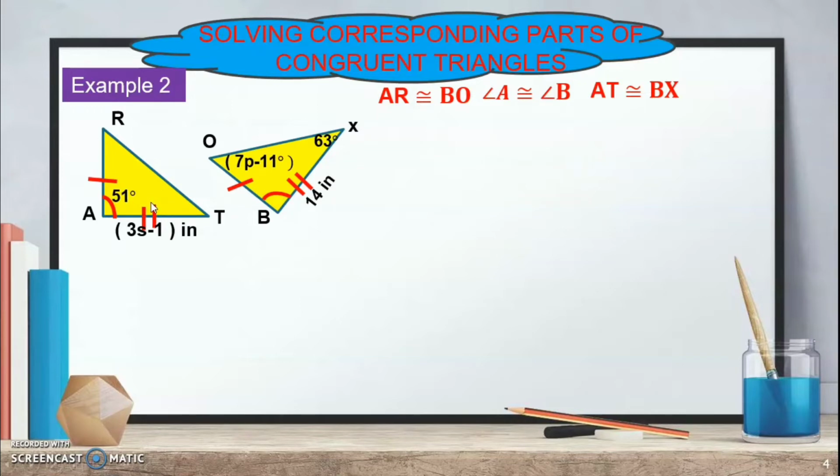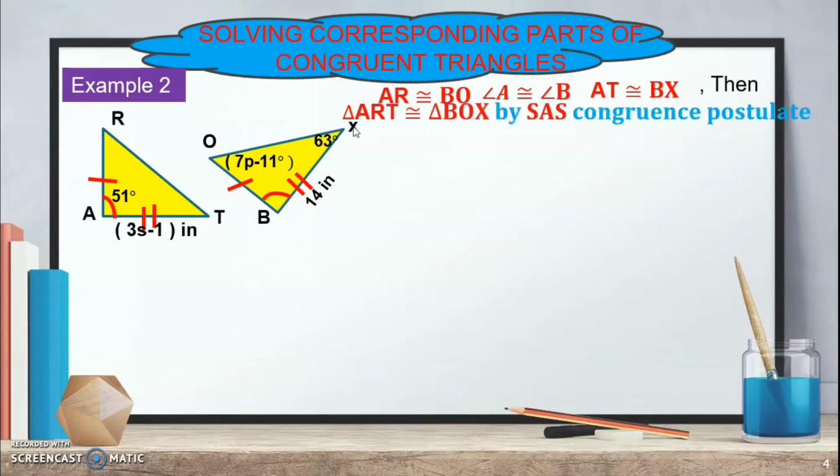Meaning, this congruence postulate is the SAS postulate. If AR is congruent to BO, angle A is congruent to angle B, AT is congruent to BX, then triangle ART is congruent to triangle BOX by SAS congruence postulate. So, solve for S. Itong S dito, isi-solve natin.